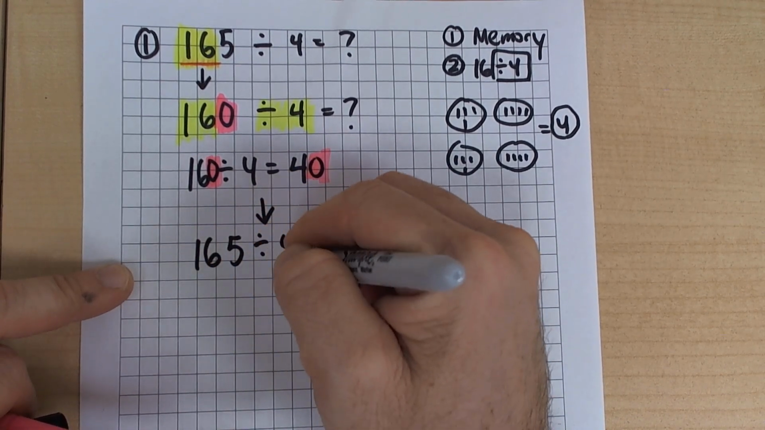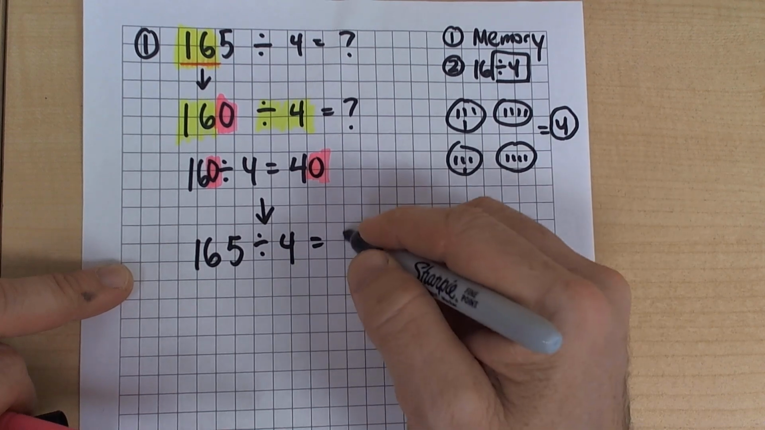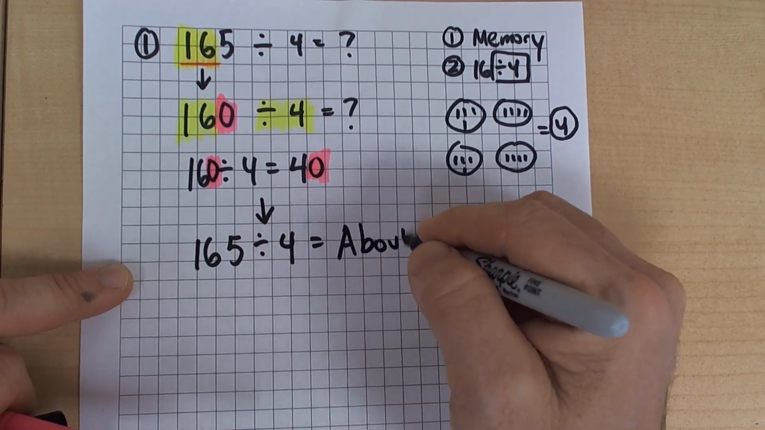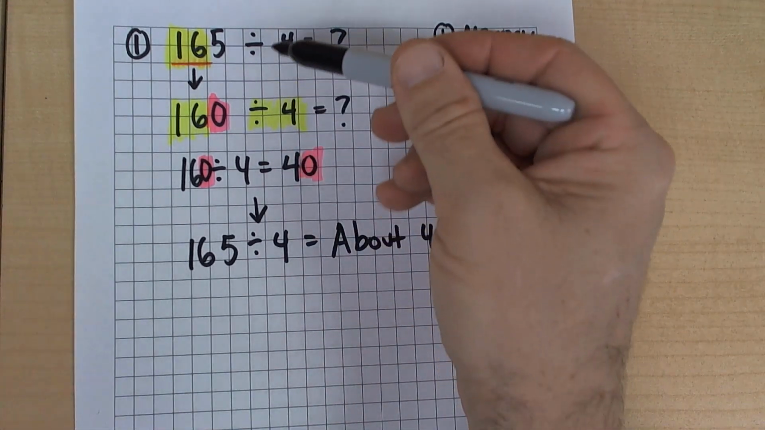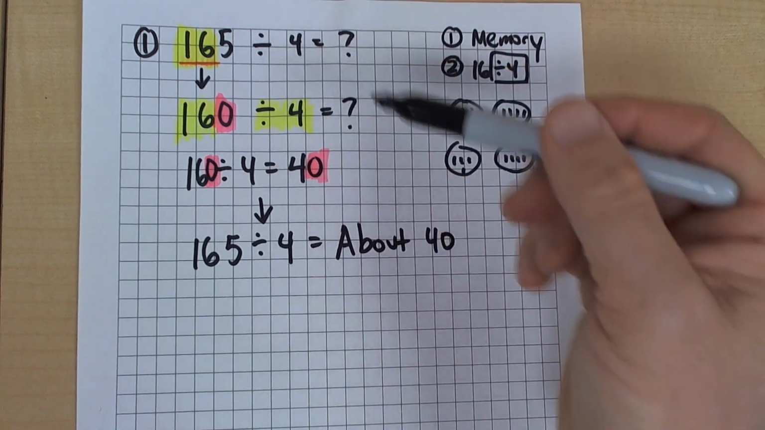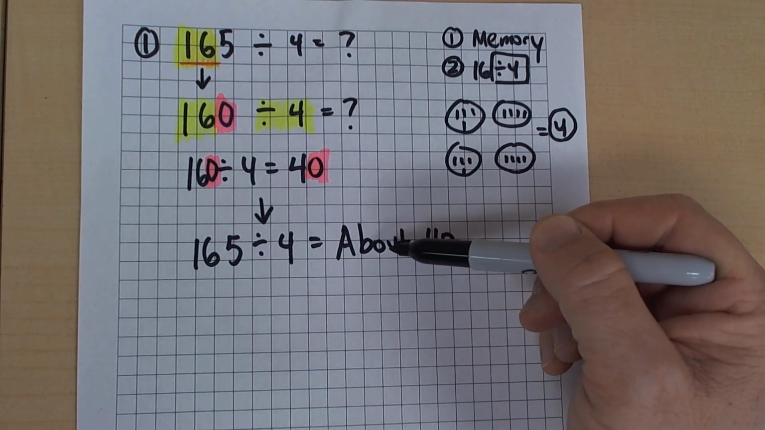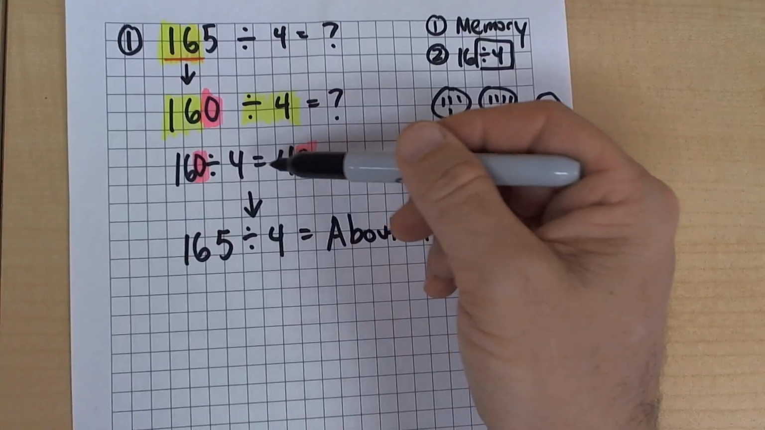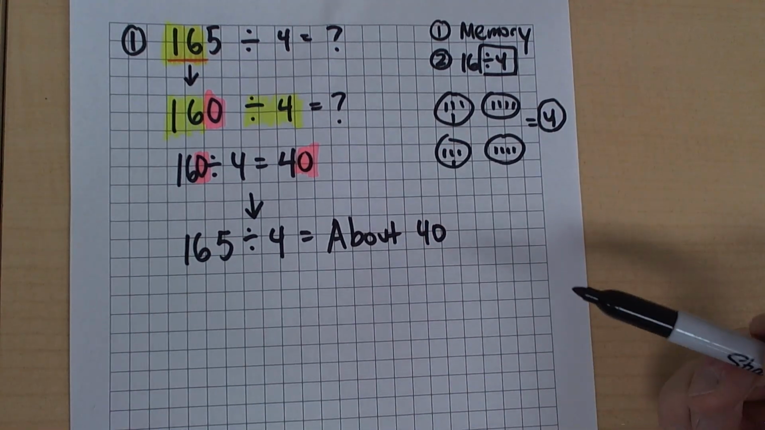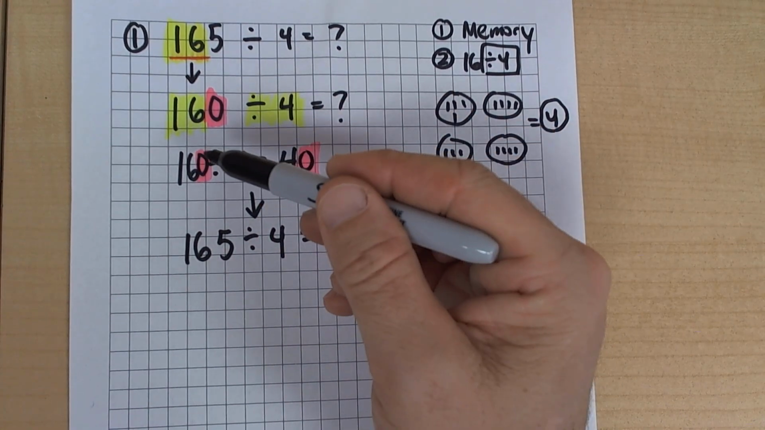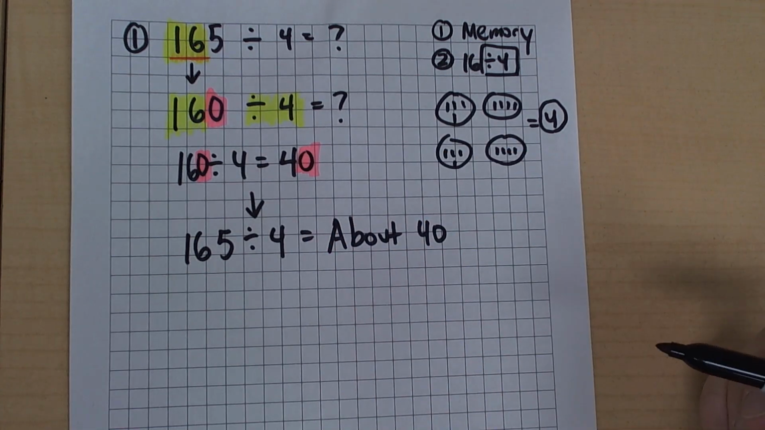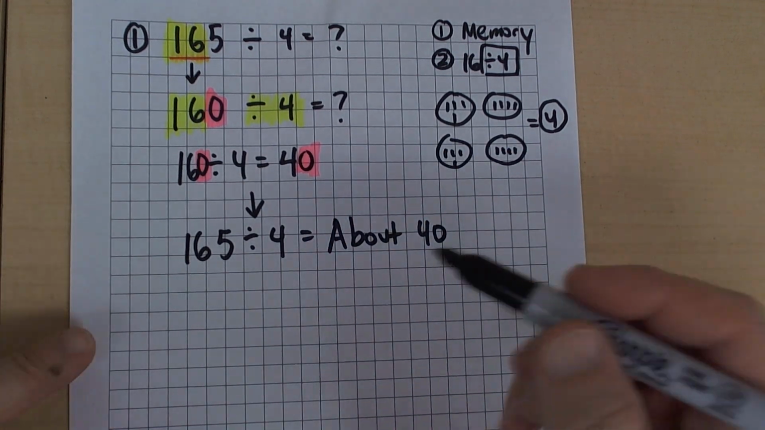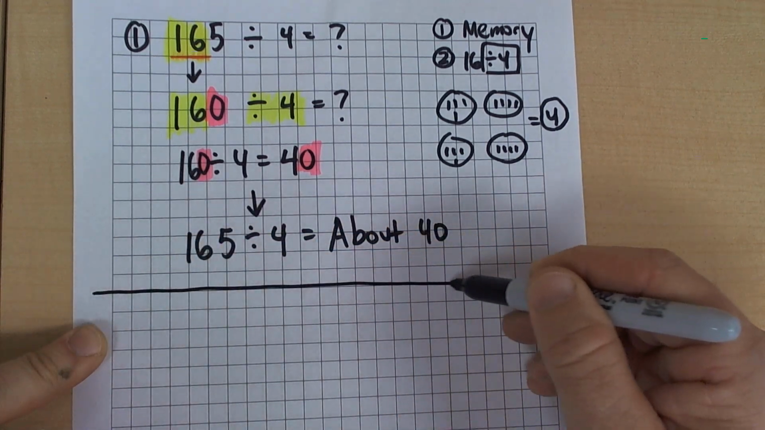165 divided by 4, which is my original problem, is equal to about 40 or close to 40, right? So 165 divided by 4 is about 40 because 165 divided by 4 is exactly 40. I apologize. I said 165. I meant to say 160 divided by 4 is exactly 40. Okay? So that's exactly what we did in class today.